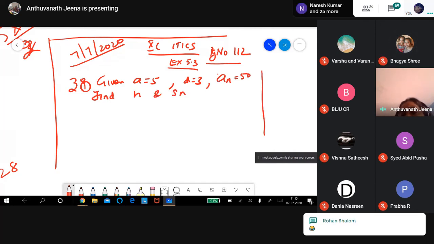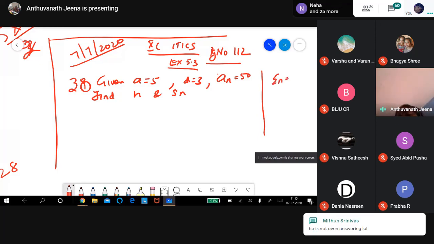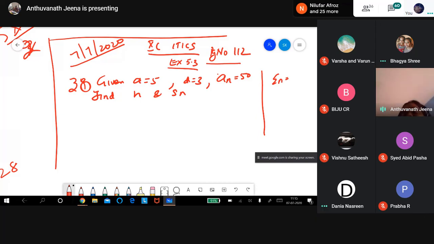What is the sigma n formula, Bhagya? Sum of all the positive integers. Okay, Abhijit, what is the sigma n formula? N into n plus 1 by 2.